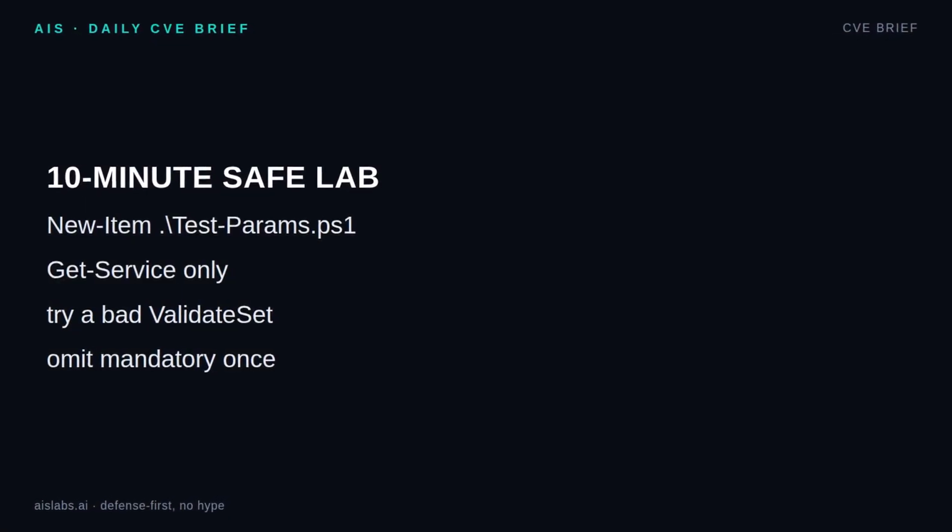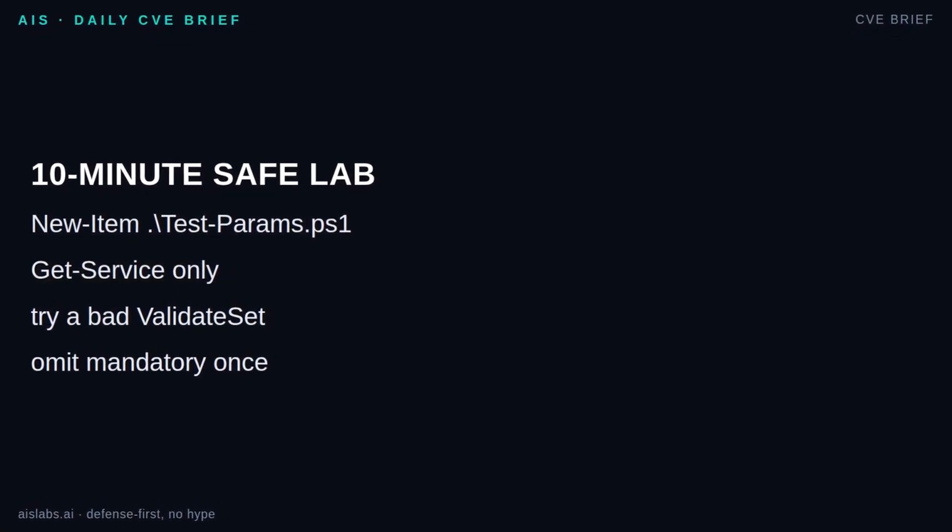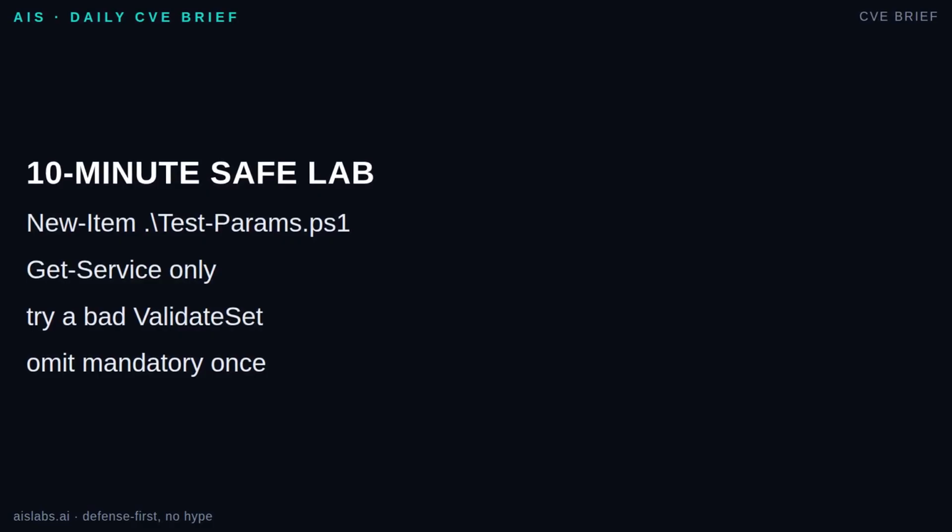Here is the safe 10-minute lab. Use a test folder and create Test-Params.ps1. Give it a mandatory [string]$ComputerName parameter, a ValidateSet of Spooler, WinRM, W32Time for a $ServiceName parameter with a default of WinRM, and a ValidateSet of Running, Stopped for a $WantedStatus parameter with a default of Running. In the body, run Get-Service -Name $ServiceName, filter with Where-Object Status -eq $WantedStatus, and select the name and status.